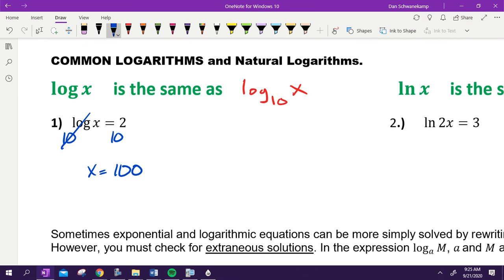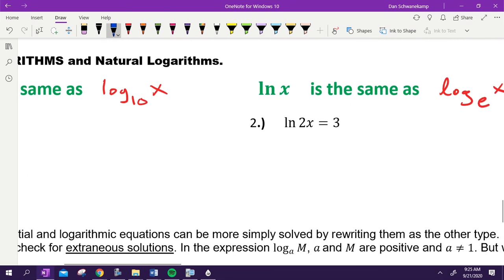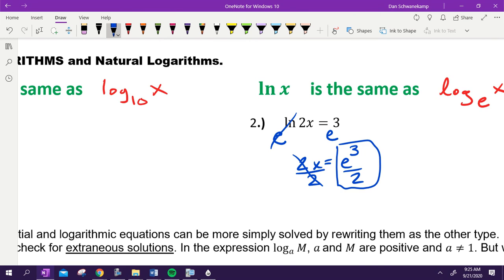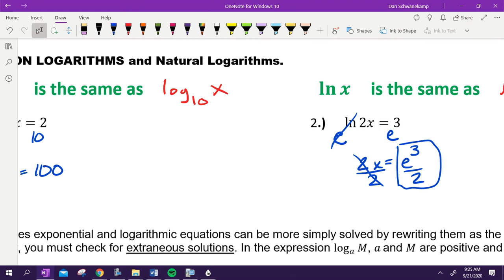Over here, if I've got natural log, what is the inverse of natural log? E. I'm going to do e to both sides. So I get 2x is equal to e cubed. Divide by 2, divide by 2. I don't get a decimal. Just leave it like that. E cubed over 2 is a perfectly fine answer. You don't have to go decimal. We would never go decimal in calculus when we do that.